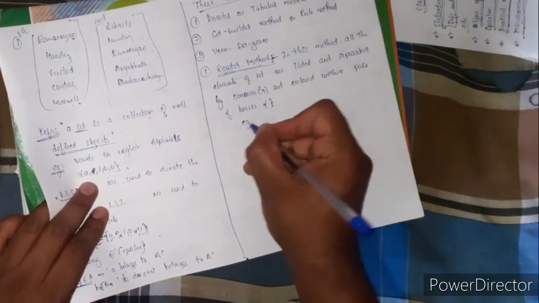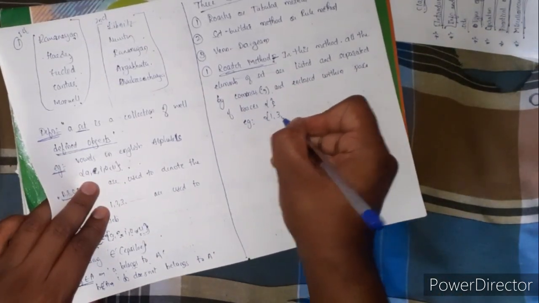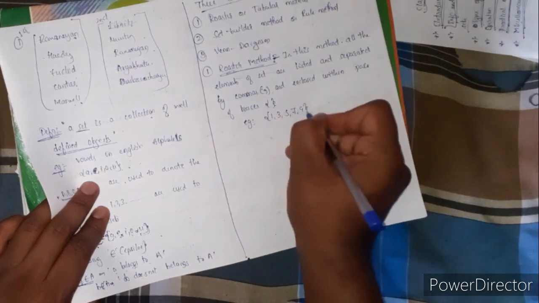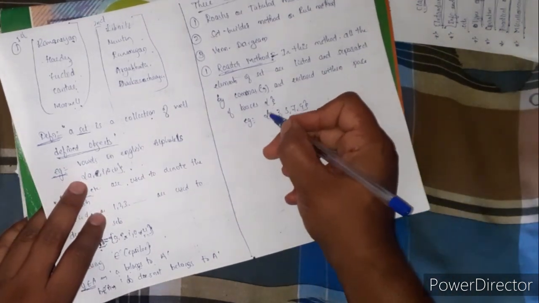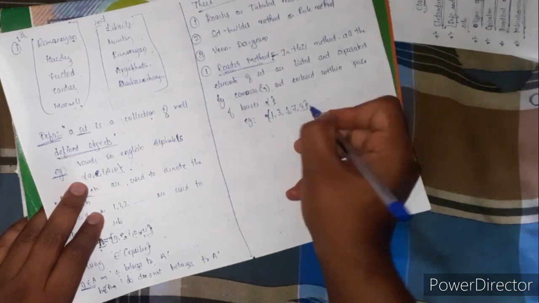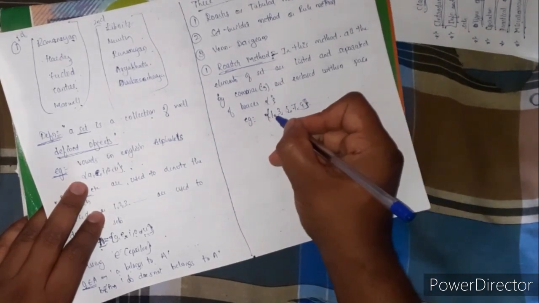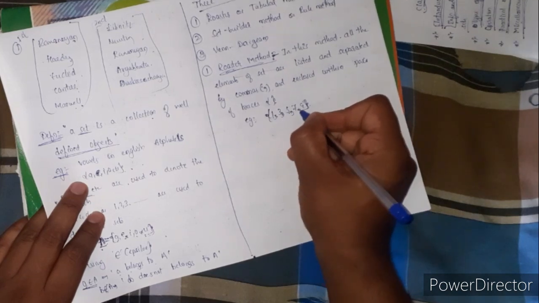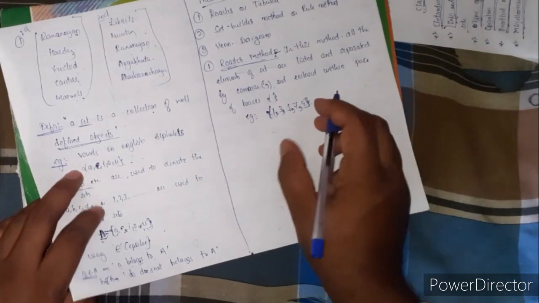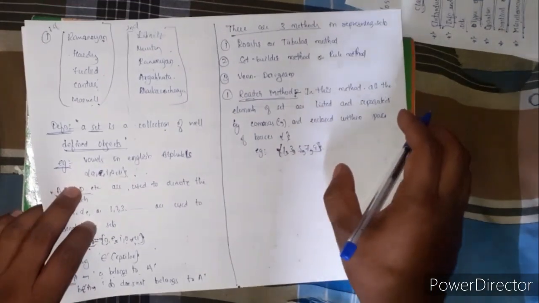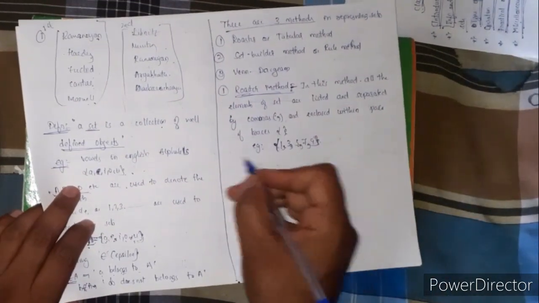Example: 1, 3, 5, 7, 9. So I am defining the elements, odd natural numbers less than 10: 1, 3, 5, 7, 9, which are listed, separated by commas, and enclosed within a pair of braces. So this is a roster method.